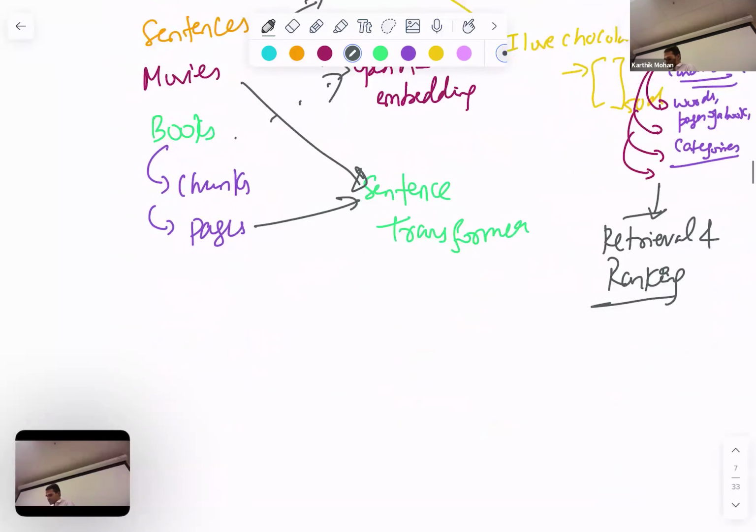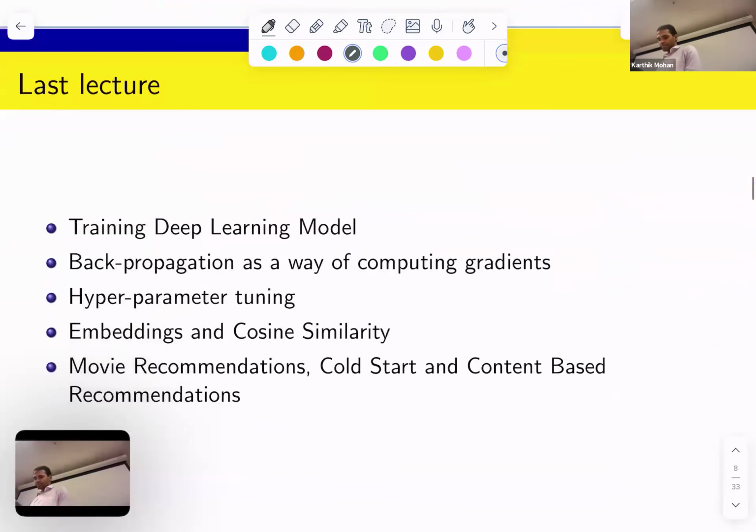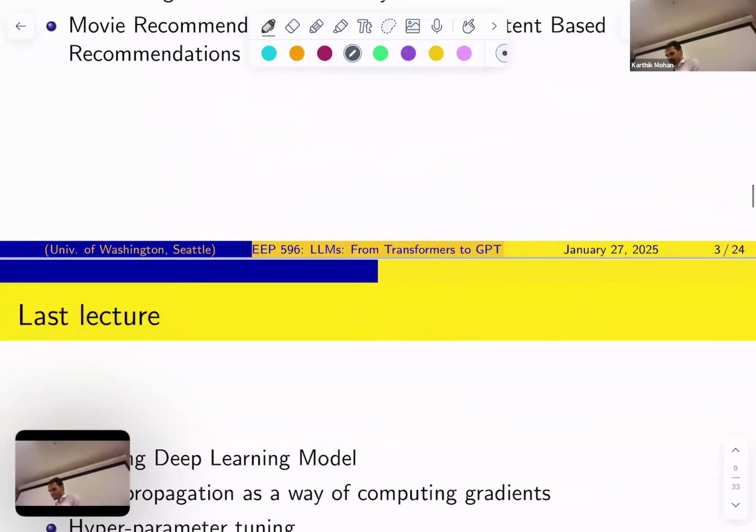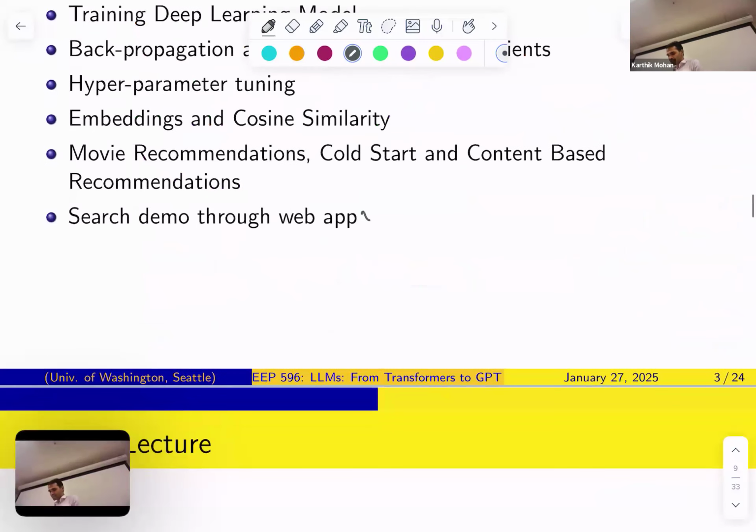Okay, cool. So we spoke about this last time: backpropagation, hyperparameter tuning, embeddings and cosine similarity, movie recommendations, cold start, and content-based recommendations. We also went through a quick demo web app that, given a sentence, looks at categories that are the most relevant and then surfaces one of them. So that's doing a max retrieval. It's looking at the best score and just returning one result, right? And we saw that it was doing an okay job. It's not doing a bad job, but it's not doing a great job either.